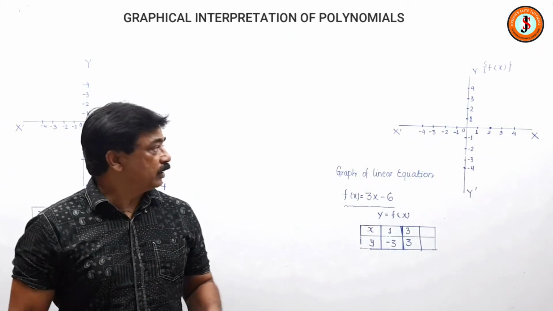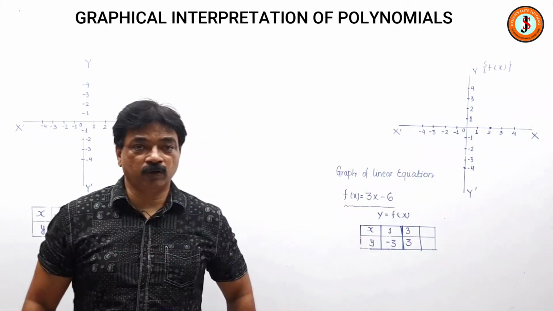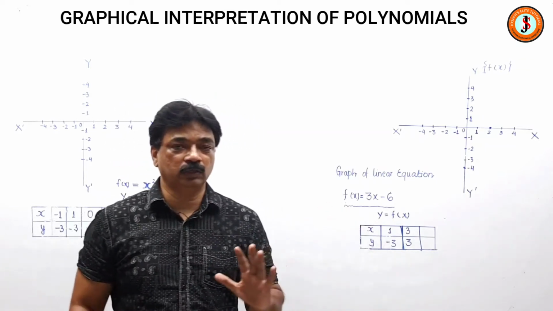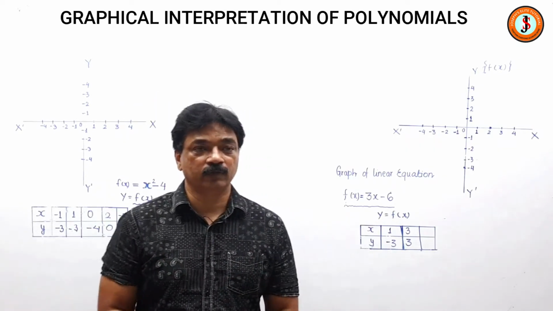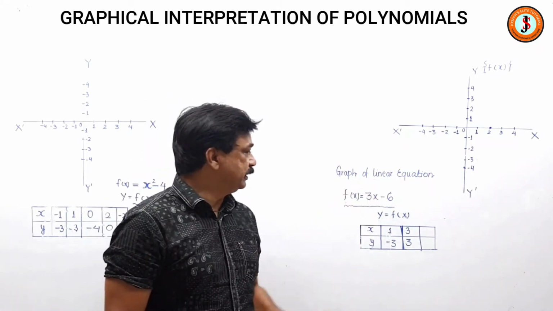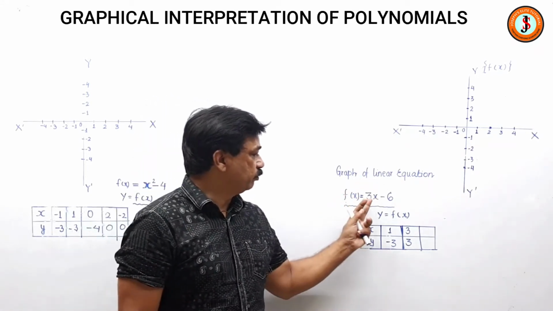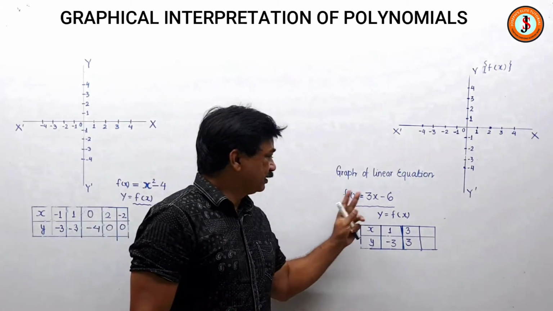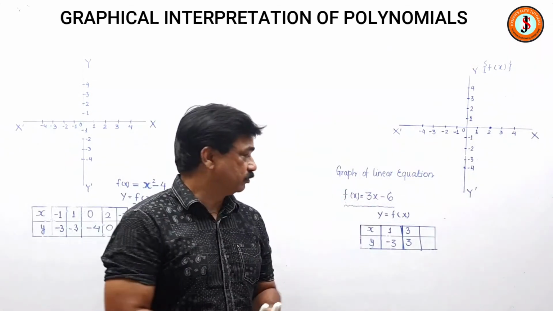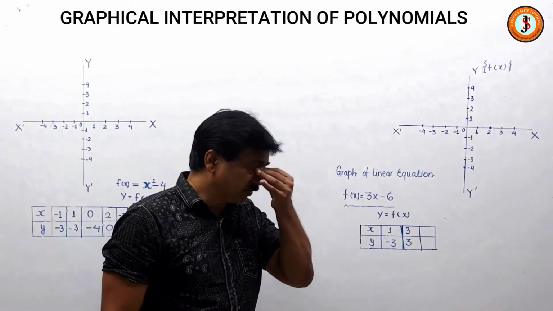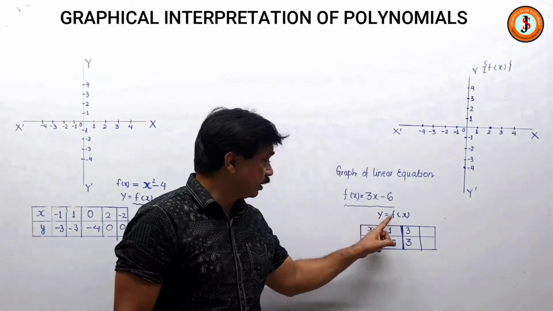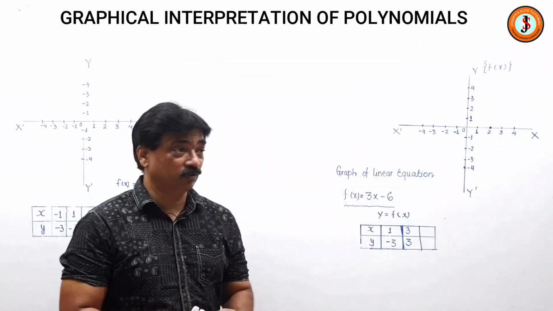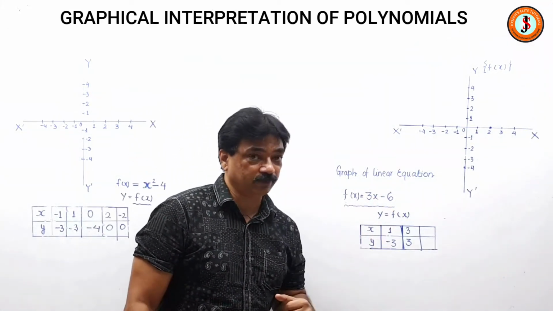So children, here we are doing polynomials, and we are in a very important part of polynomials, that is how a polynomial relates with a graph. So we see first a linear polynomial. The linear polynomial given here is 3x minus 6. It is a function of x, remember this. That means if I take y is equal to f(x), then y is equal to this whole polynomial. The value of the whole polynomial will be equal to y.